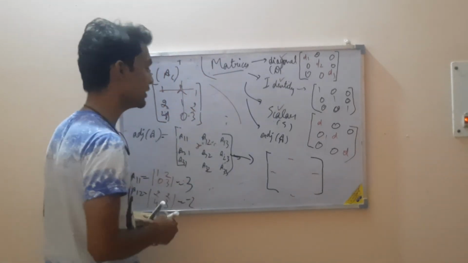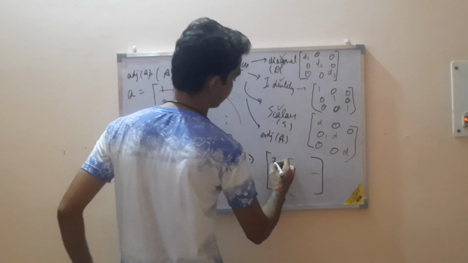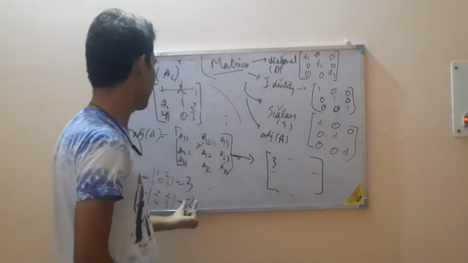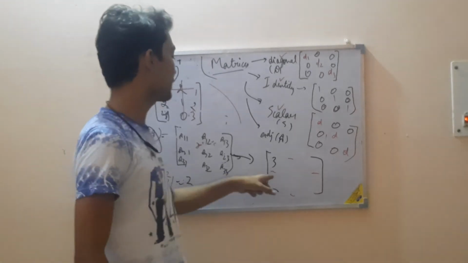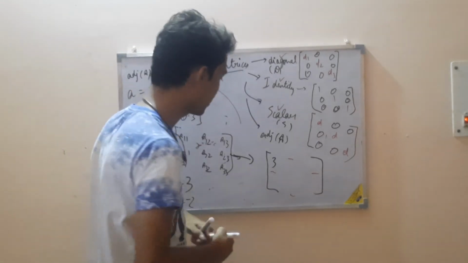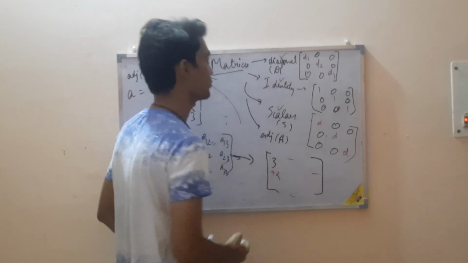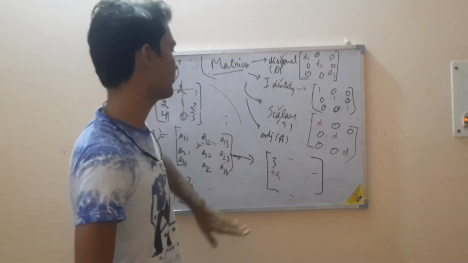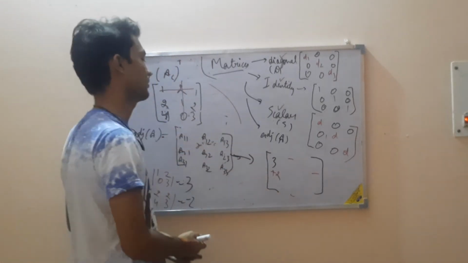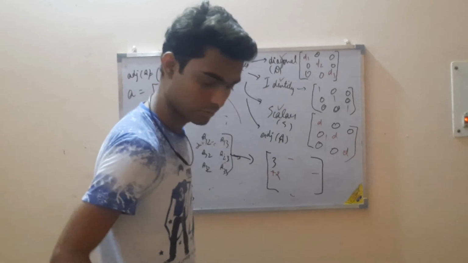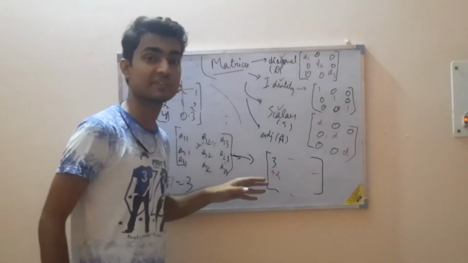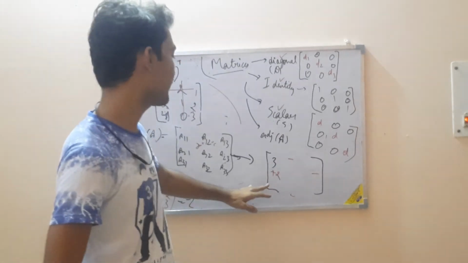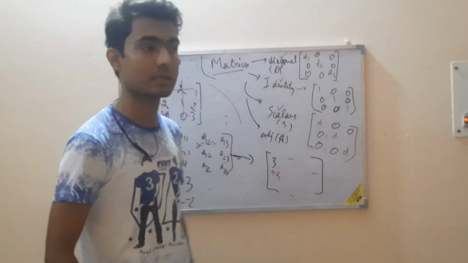It was 3, so we will put 3 here. And it was -2, and minus is already there, so minus times minus, it will be +2. In this way, you have to calculate the rest of the values. As this video is focused on revision, let's not indulge in proper calculation, just have a brief overview of the concept.